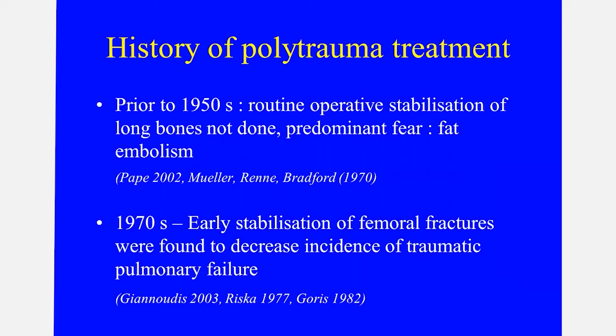Now let's gradually move on to the subject for this evening, which is the history of damage control orthopedics and how it is relevant to the treatment of polytrauma. Let us briefly look at the history. Prior to the 1950s, routine operative stabilization of long bones was not done in polytrauma because there was fear of fat embolism. But gradually there were a lot of papers from Pape and Mueller and others. And then in the 70s, they started doing a lot of early stabilization, especially of the femoral fractures with nails. And they found that there was a lot of improvement.